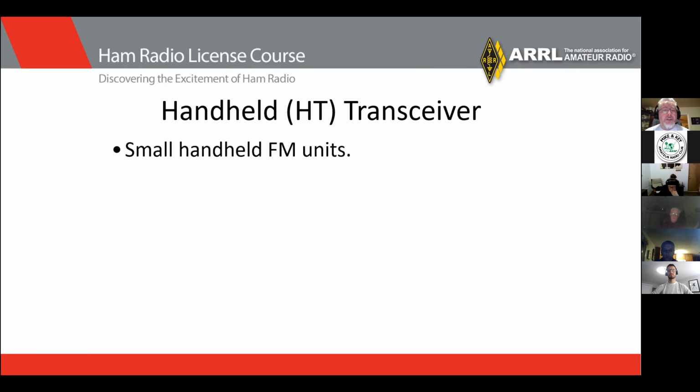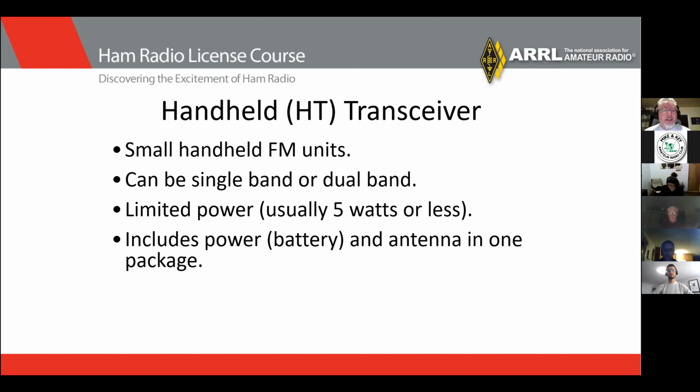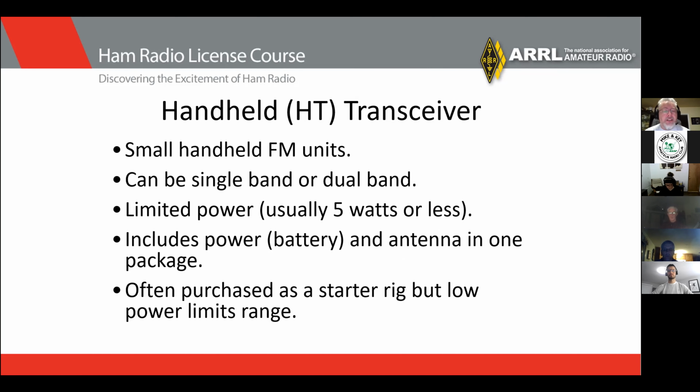Handheld transceivers, or HTs. These are small handheld FM units that can be single band or dual band, and there are even tri-banders, 3 bands. They're limited in power, usually about 5 watts or less, and include a battery and antenna in one package. Often purchased as a starter rig, but low power limits the range. But these are really good for repeater use.